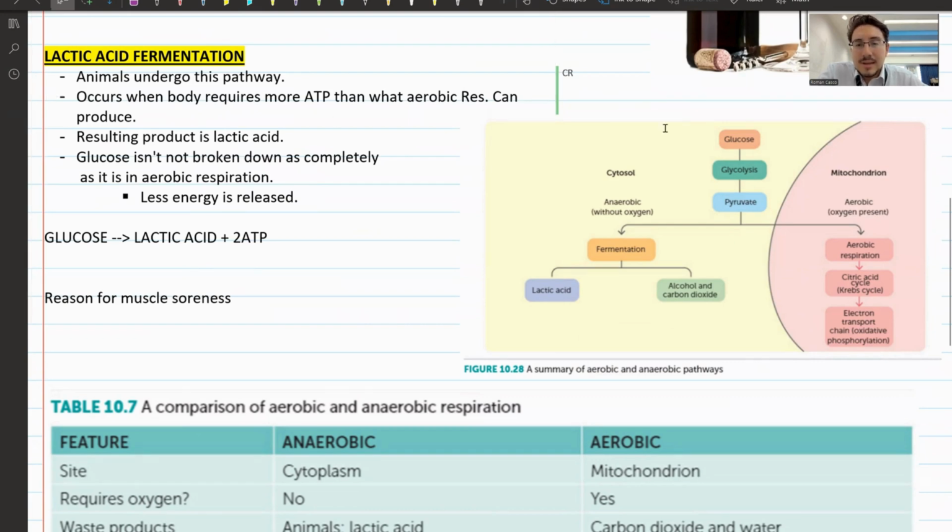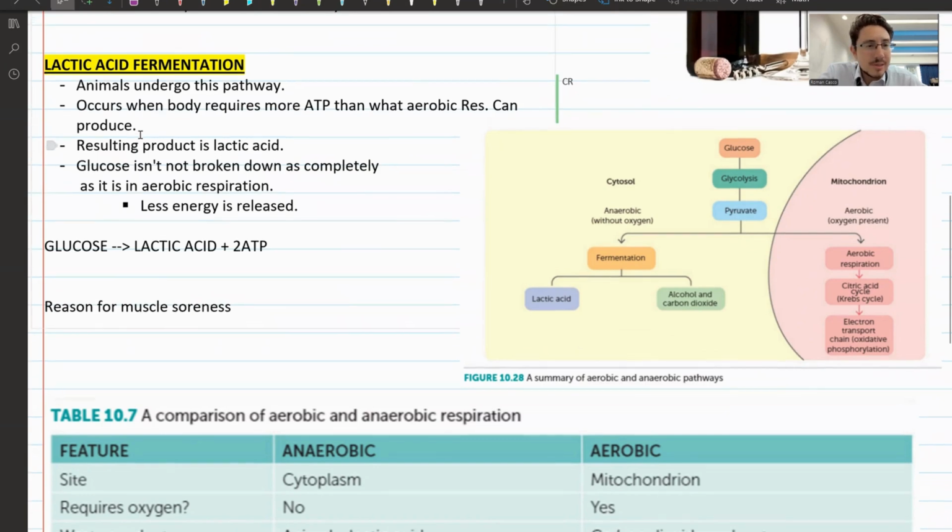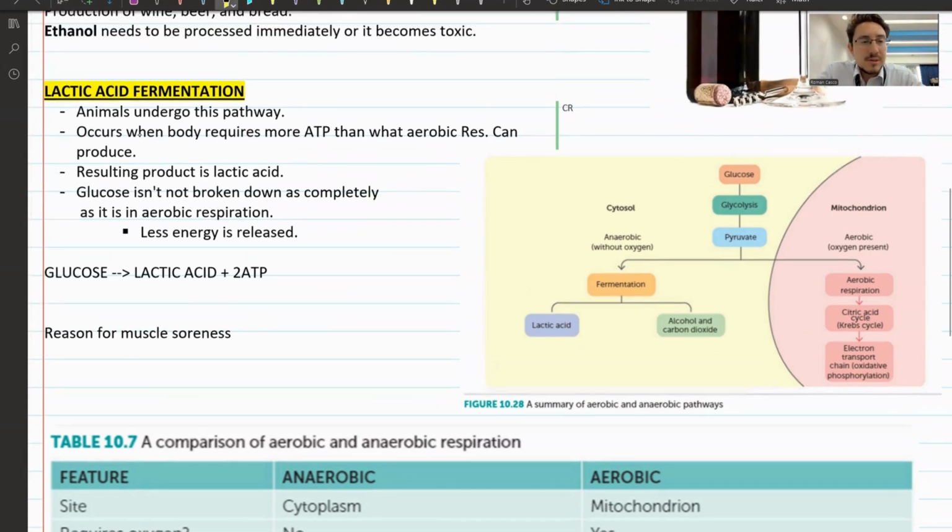And here is a summary of what I just mentioned, right? So glucose undergoes glycolysis, breaks down into pyruvate, right? And then this pyruvate, and actually, let me take a look here. This glucose is actually pyruvate. So let me just, this is pyruvate.